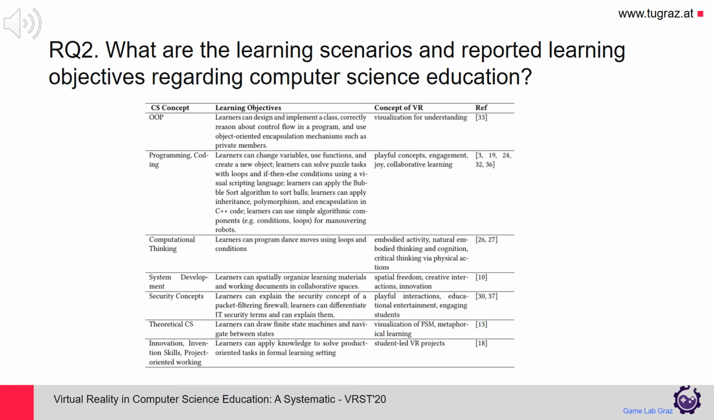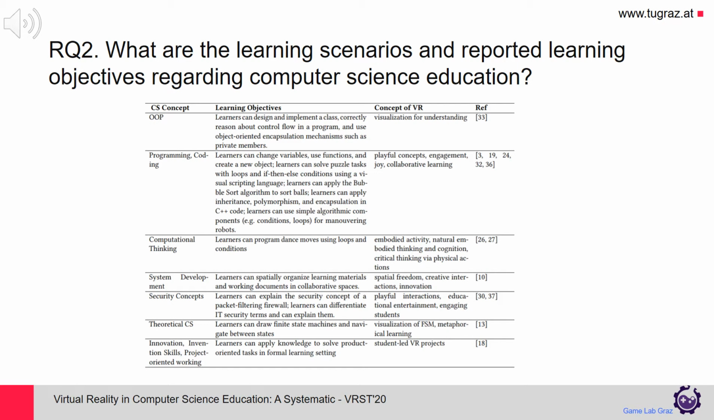When gathering and categorizing these different approaches, we find learning objectives for object-oriented programming, programming and coding in general, computational thinking, system development, security concepts, theoretical computer science, and innovation skills. The learning objectives comprise all cognitive levels of the students, such as remembering security rules, understanding sorting algorithms, applying coding skills to change variables and use functions, but also higher levels, such as designing their own software.